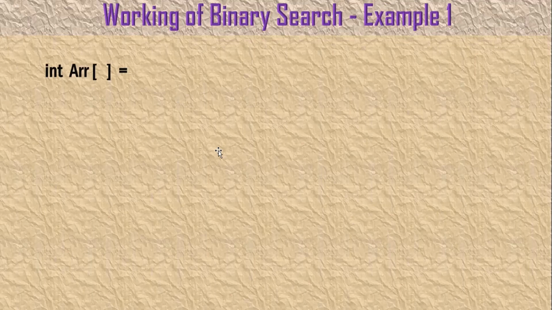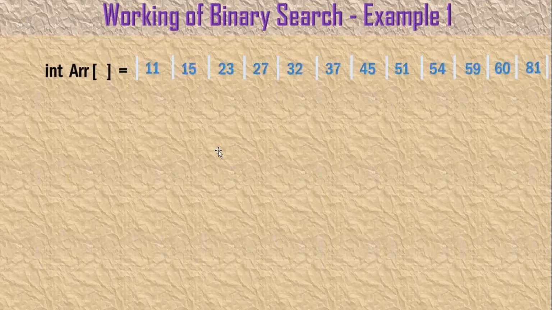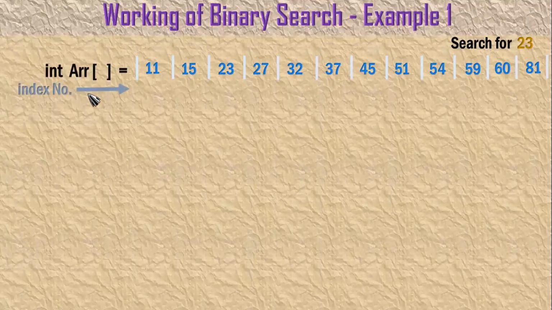So I have array, integer array having the values like this. Let us search for element 23. So for your reference, I have given index numbers, starts from 0 and the last index number here is 11. Now it should find the middle index number, and then for that whichever element is there, it will compare with that element.